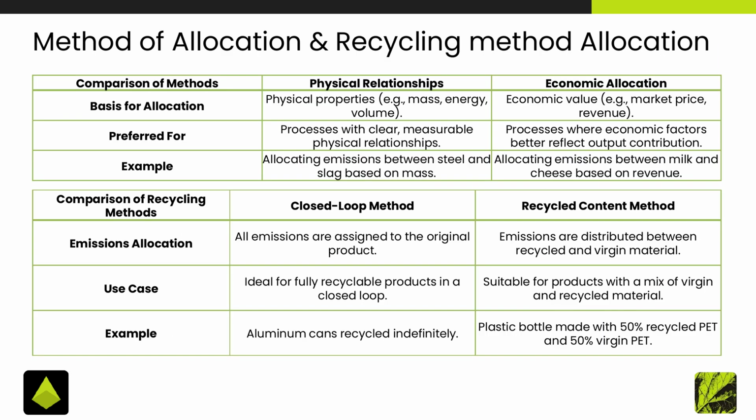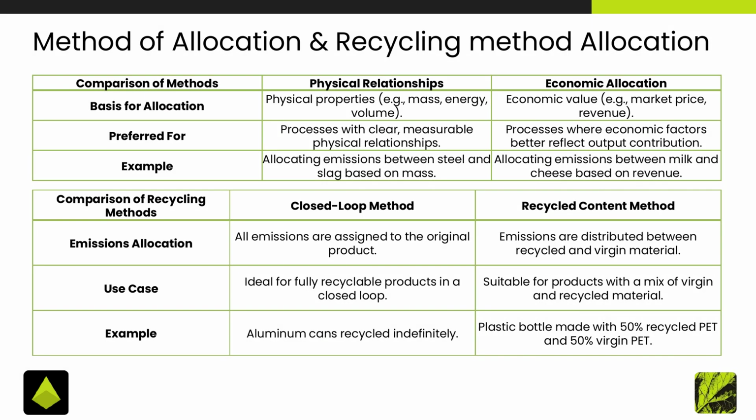Let's explore the methods of allocation, focusing on both physical and economic approaches. With physical relationships, emissions are assigned based on measurable properties like mass or energy. For example, emissions from processing steel and aluminum are allocated proportionally based on mass. On the economic side, emissions are distributed based on value, such as revenue. This method suits cases where market price better represents environmental impact, like milk and cheese, allocated based on economic value.